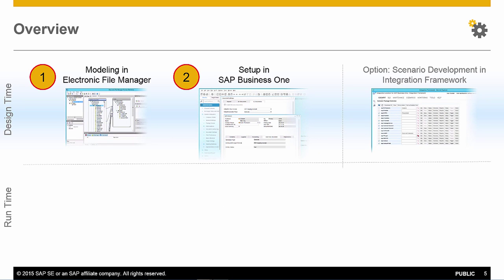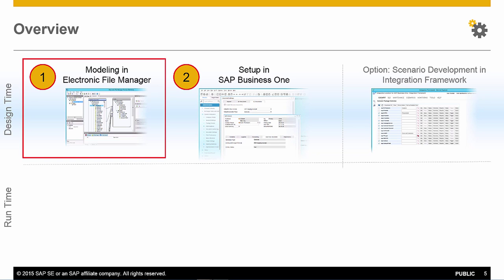The implementation of the electronic document framework consists of two critical steps. Firstly, the modelling has to be done in the electronic file manager. And secondly, the framework needs to be activated and several settings are to be executed in SAP Business One. As an option, you can also develop an integration scenario using the integration framework to distribute the XML file. So what does modelling with the electronic file manager actually mean?